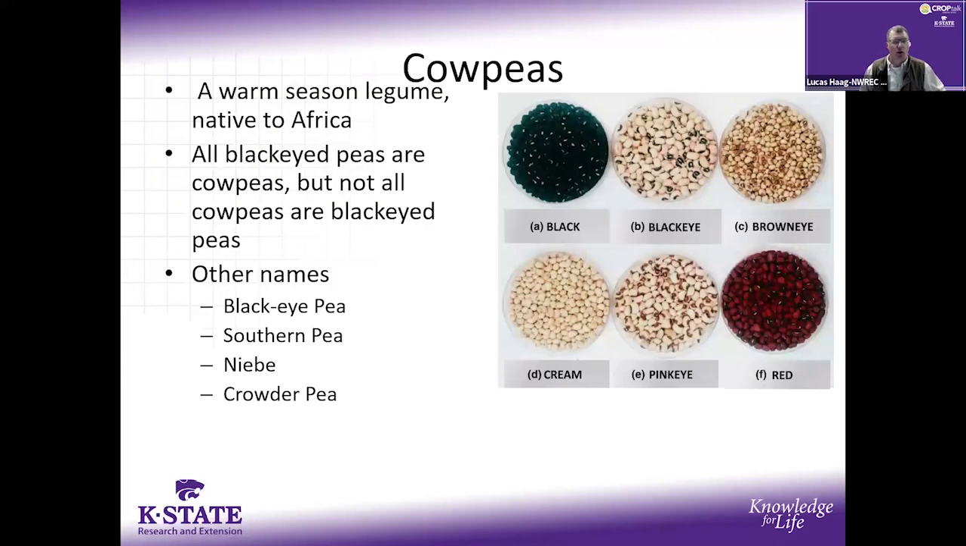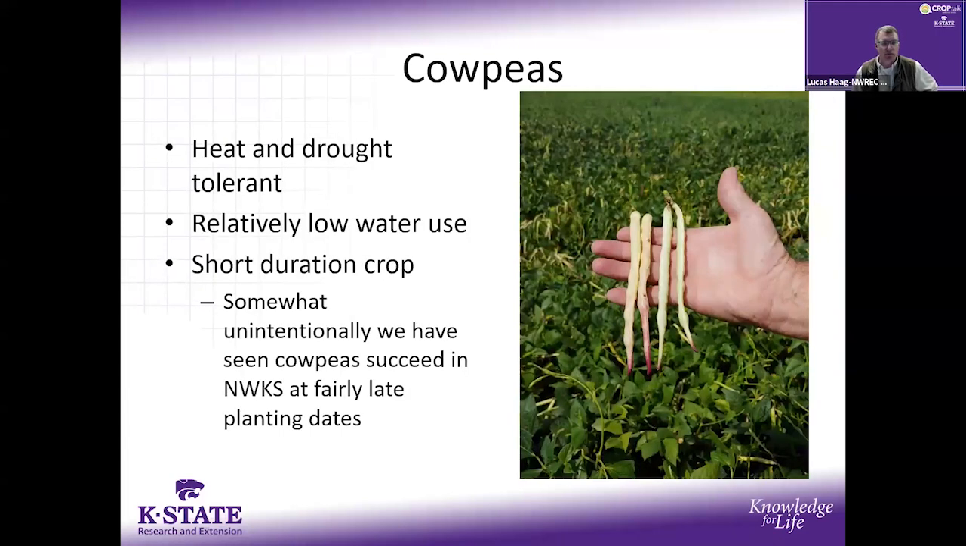But the thing I'll visit real briefly about is cowpeas. These are a warm season legume native to Africa. All black-eyed peas are cowpeas, but not all cowpeas are black-eyed peas. And so really the most common market class that we're thinking about are these black-eyed peas, but there are other market classes out there on the market.